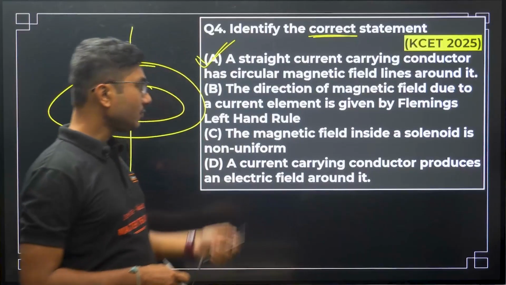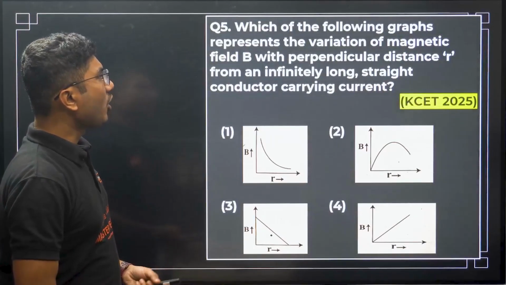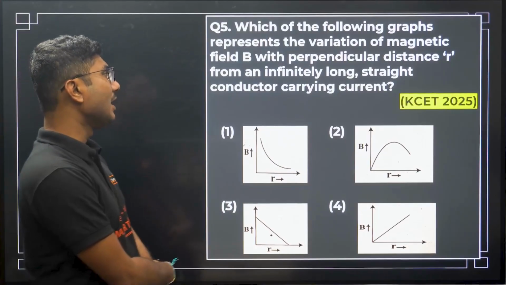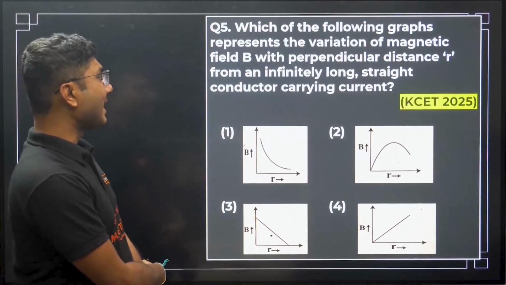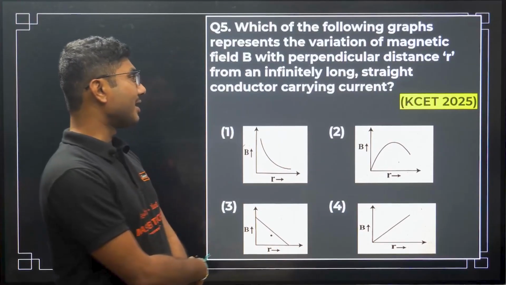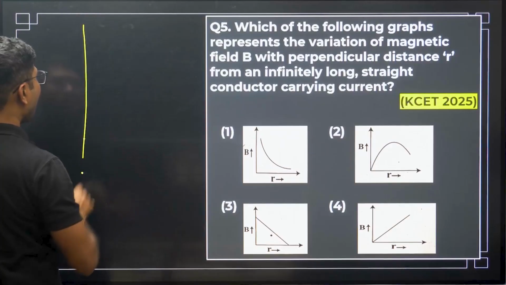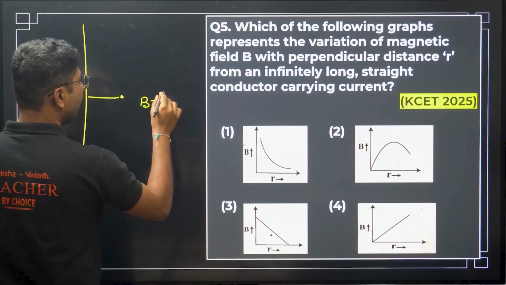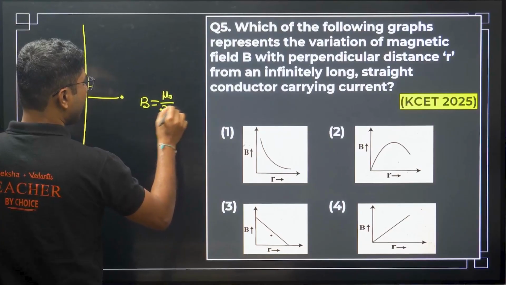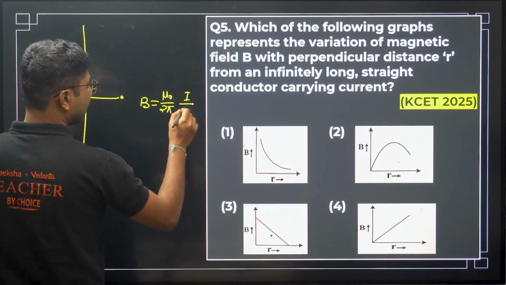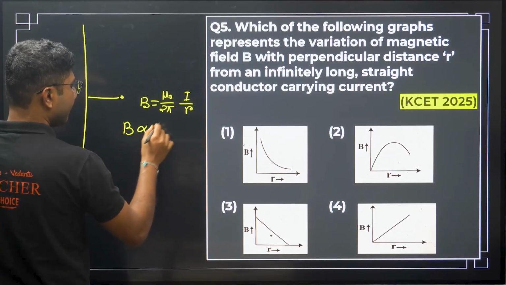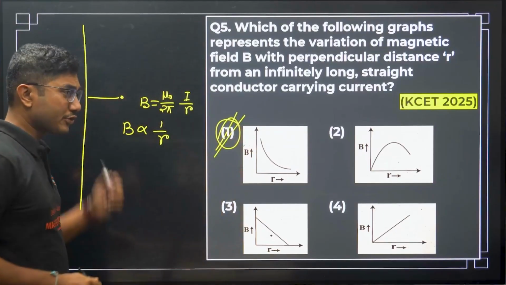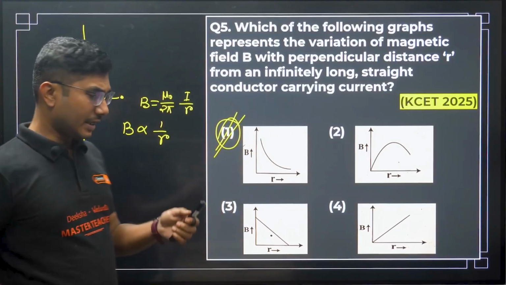Okay. Now next question, which of the following graphs represents the variation of magnetic field B with perpendicular distance r from an infinitely long straight conductor carrying current? So an infinitely long straight current carrying conductor produces a magnetic field B, which is given by mu naught by 2 pi, I by r, right? So magnetic field is inversely proportional to distance. So the correct graph will be this one. This is the inversely proportional graph, right? So this graph is correct.